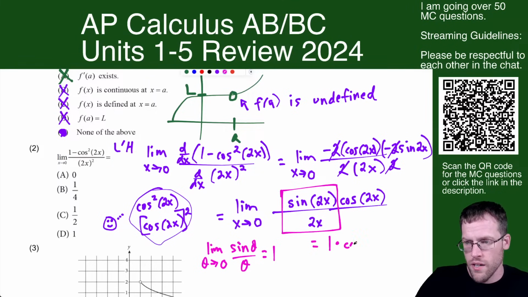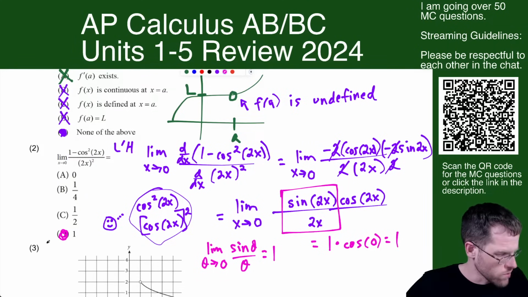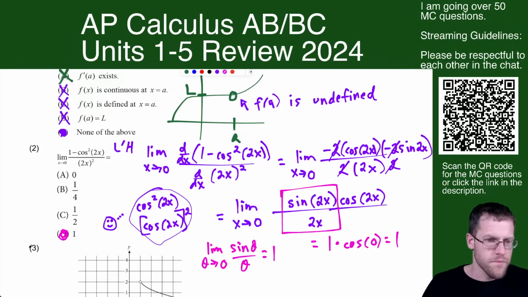And then cosine of 2x, I plug in 0 and I get cosine of 0. Cosine of 0 is 1. This whole limit is equal to 1. Okay, so this should be choice D.